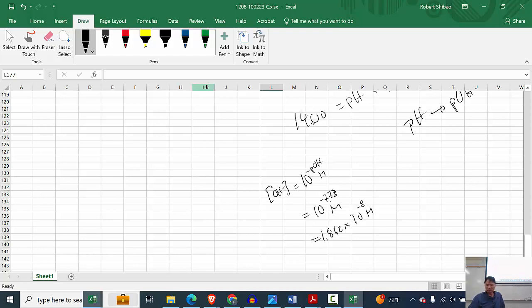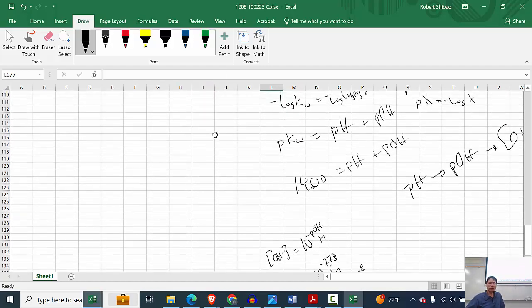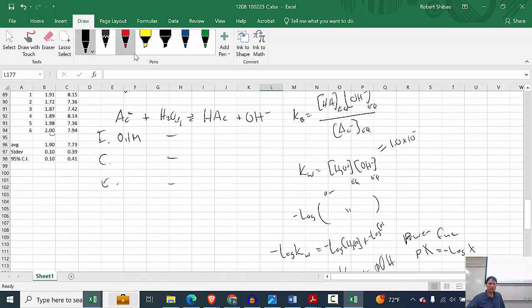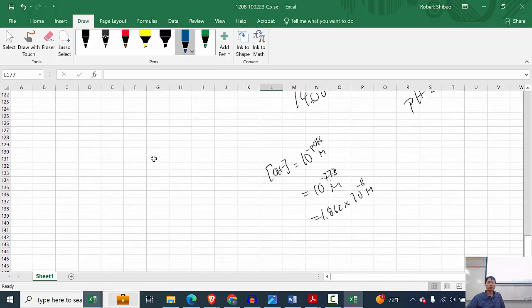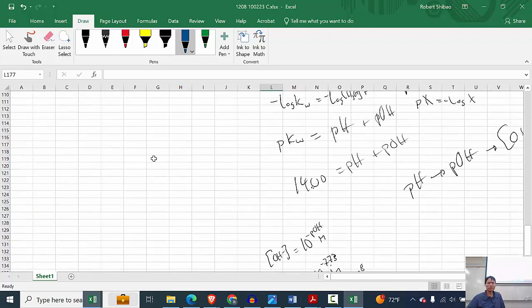All right. So then what we're going to do is plug these concentrations into the table here. So this was initially 0 and 0. We assume nothing's happened. And then we're going to go minus X molar, plus X molar, plus X molar. And so this will be 0.1 minus X, X, and X. And so that was 1.862 times 10 to the minus 8.